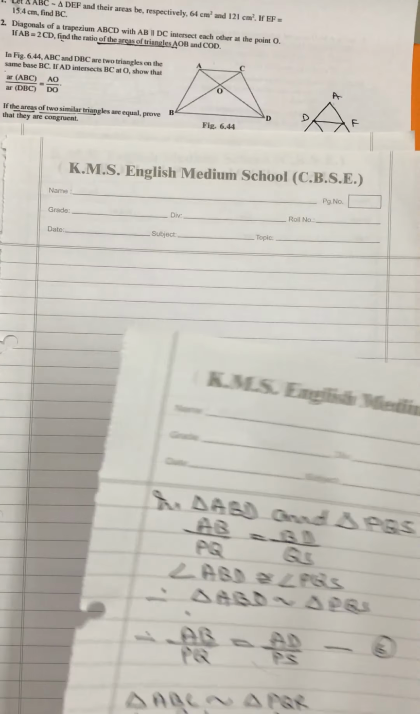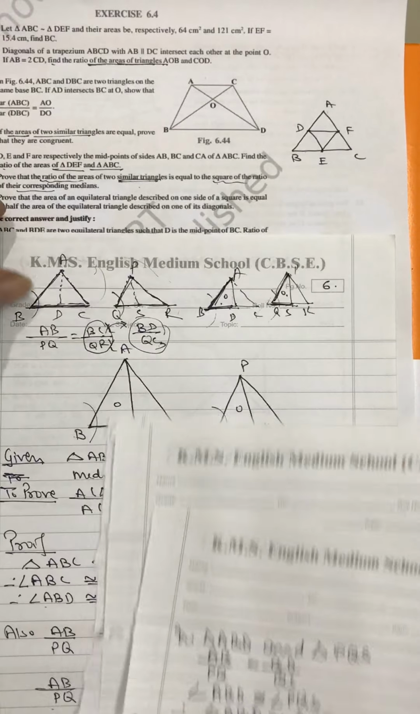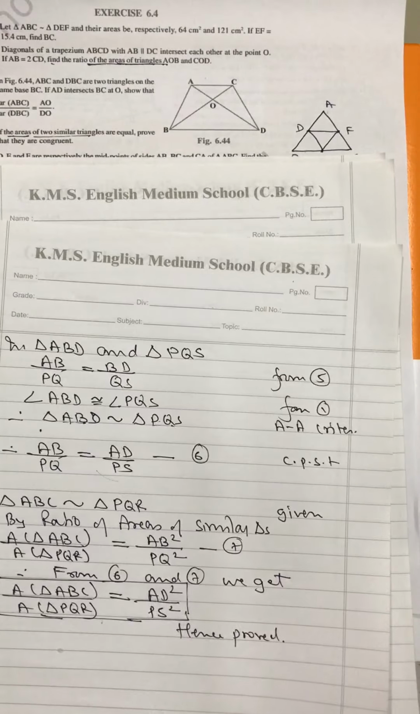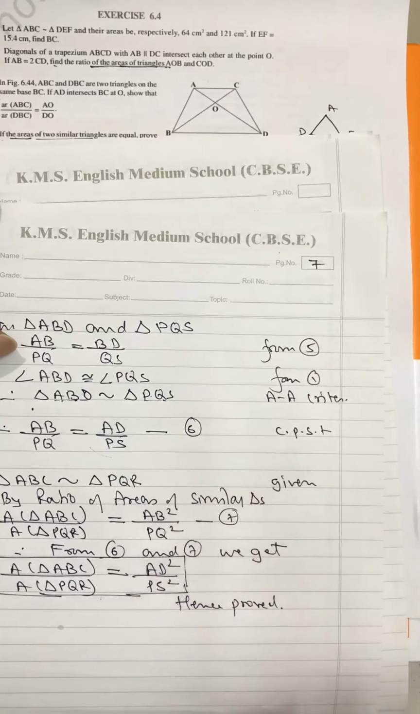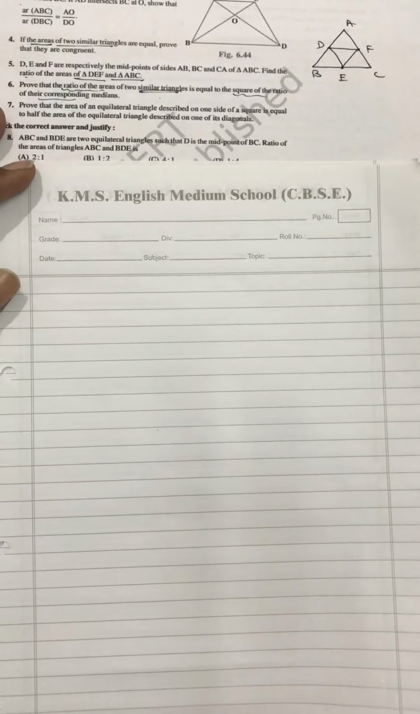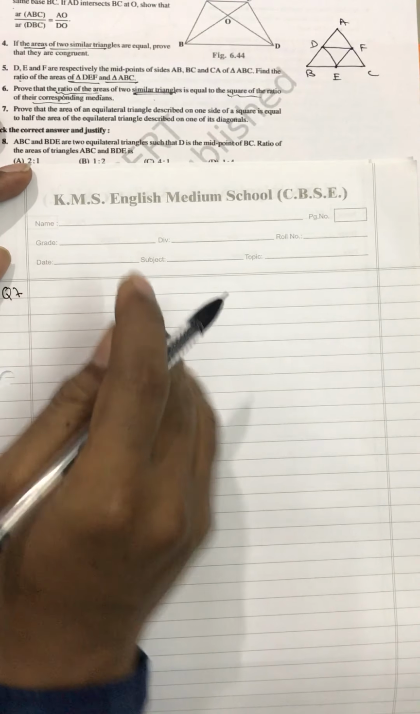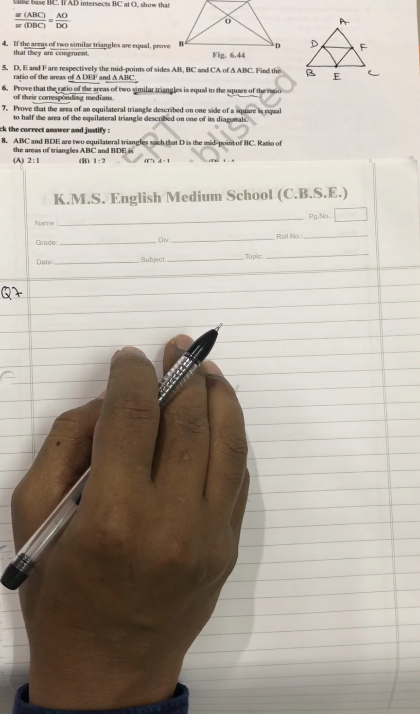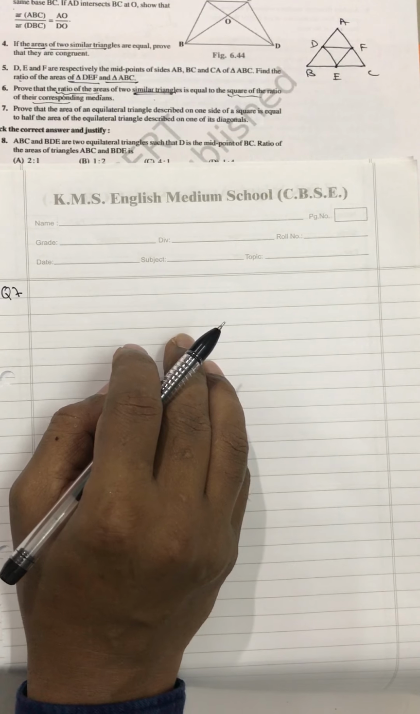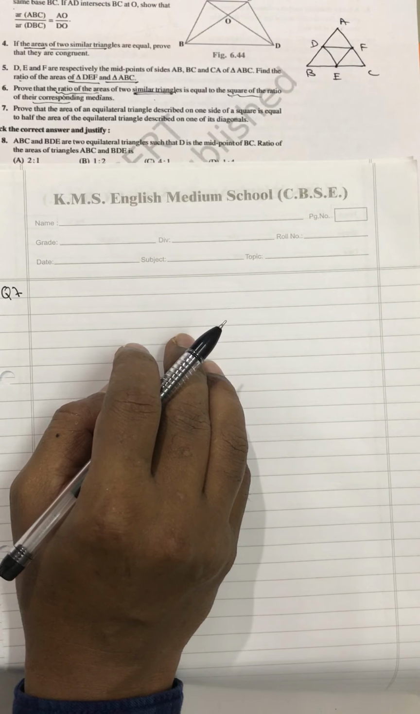Okay, my dear students, so again, we have finished with 6th question, and now we go to 7th question. 7th question: prove that the area of an equilateral triangle described on one side of a square.